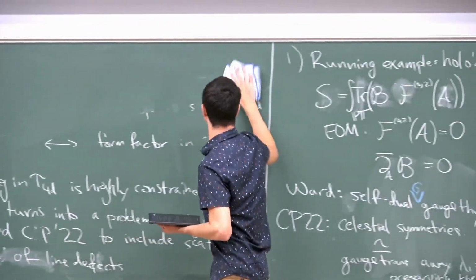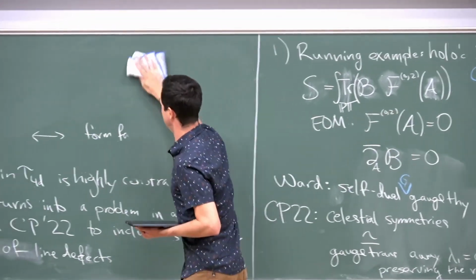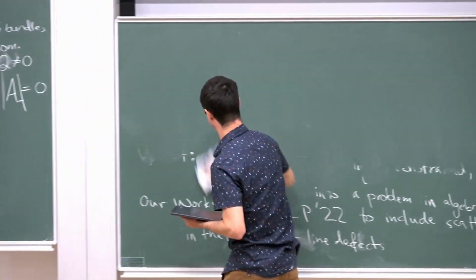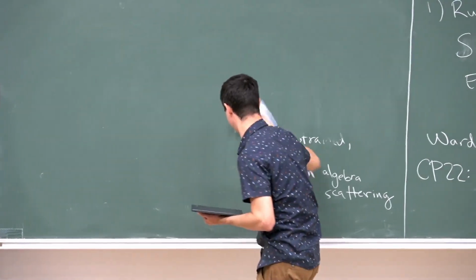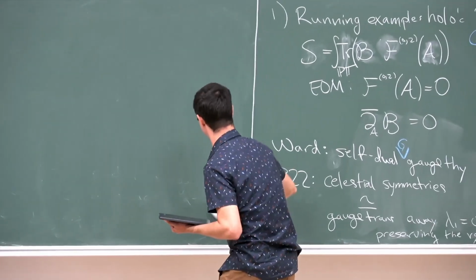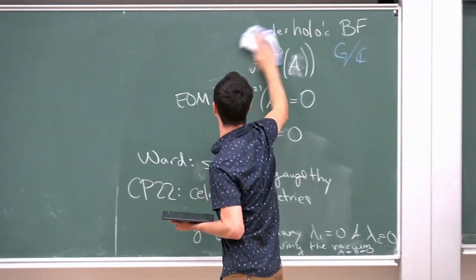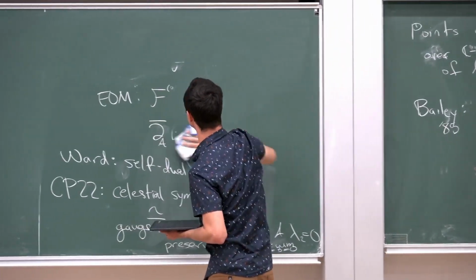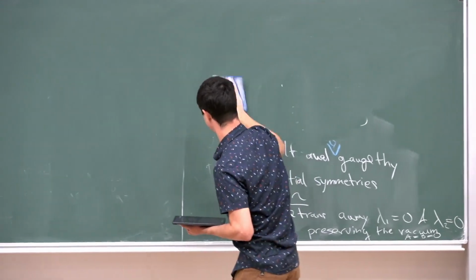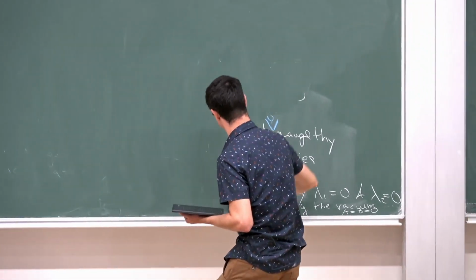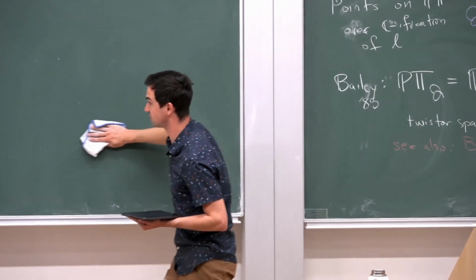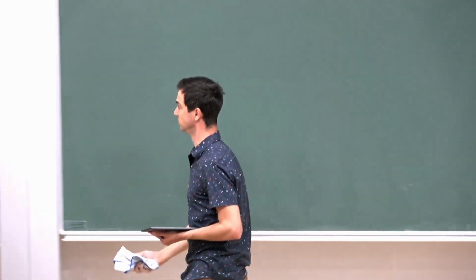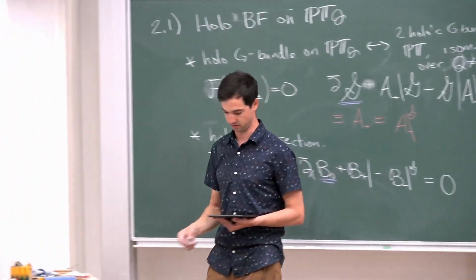Okay, so this is some sort of non-perturbative thing totally in terms of holomorphic G bundles and all that. What we're going to want to do at the end of the day is to fix some background and work perturbatively around that background. So we want to do perturbation theory in the presence of some fixed holomorphic G bundle on this non-Hausdorff twistor space.